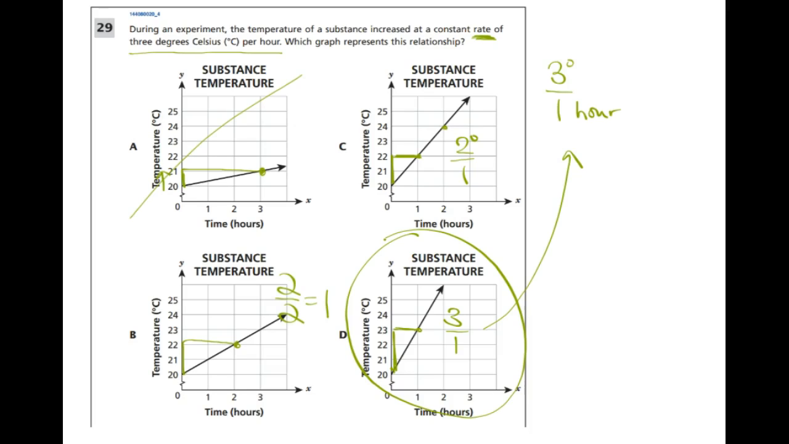They like to ask about slope and rate of change without you really knowing that they mean slope.